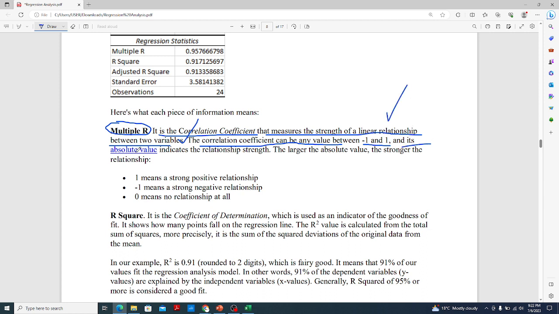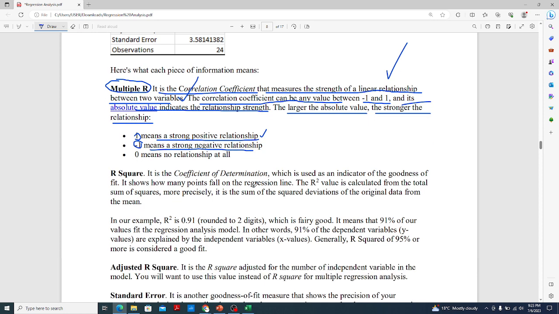It is an absolute value indicating the relationship. So the larger the absolute value, the stronger the relationship. That means if we have 1, we have a very strong positive relationship. If we have -1, we have a very strong negative relationship. If we have 0, then it means we have no relationship at all.